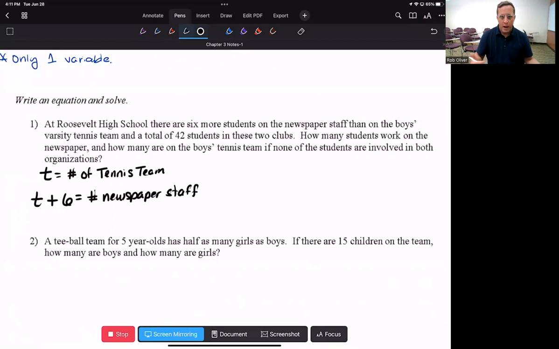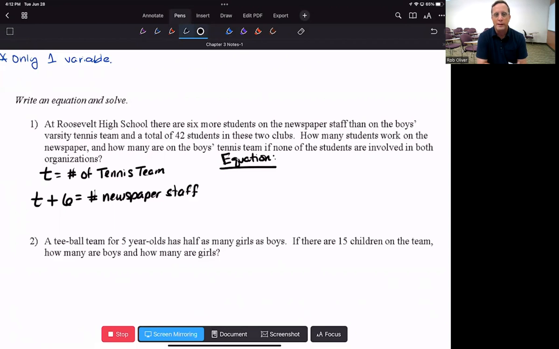And now what we want to do is put those things together into an equation and make them equal to 42. So let's go ahead and put our equation together, because that's what this is all about. I think at this point, hopefully, solving the equations is not the tough part.